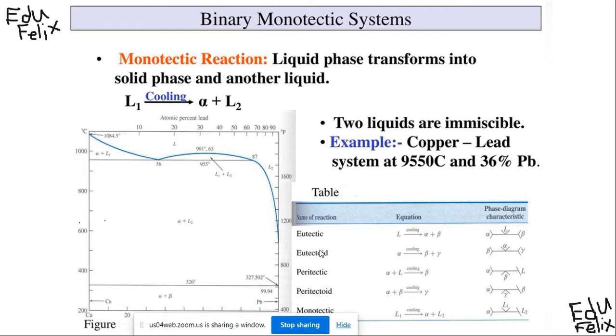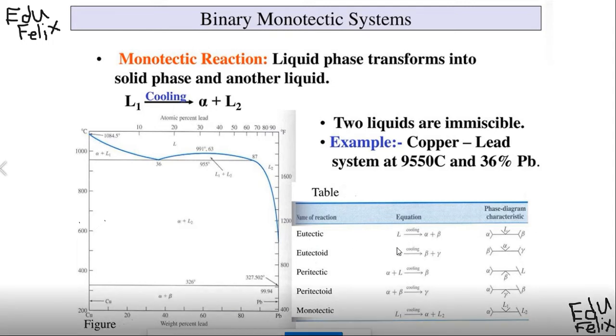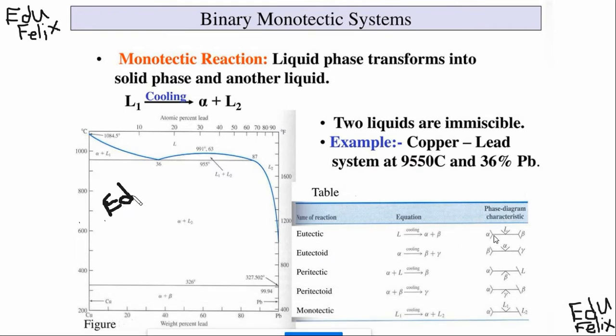Right here you can see a table. So these are the total systems that you can identify under binary systems. Eutectic: total liquid. If you cool, it forms alpha plus beta. Right, the phase diagram characteristic is from alpha to beta only.